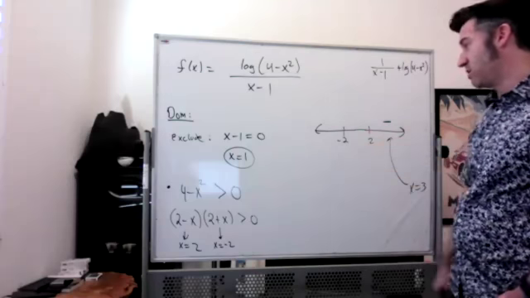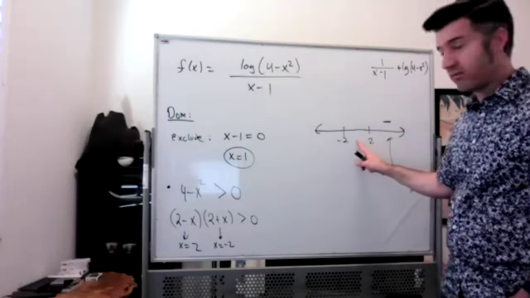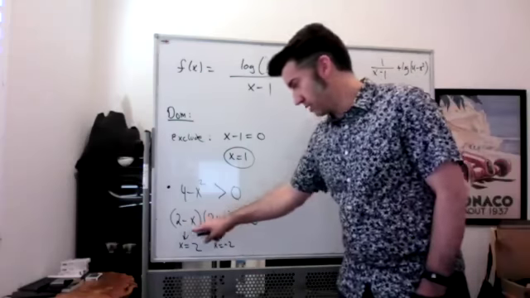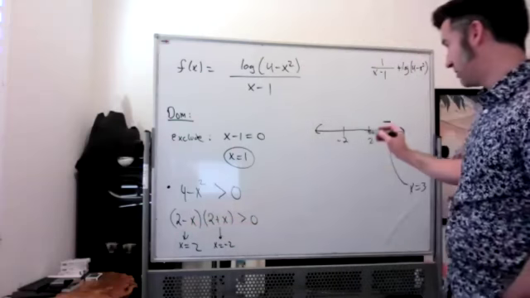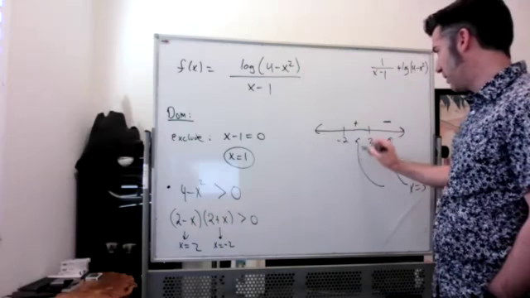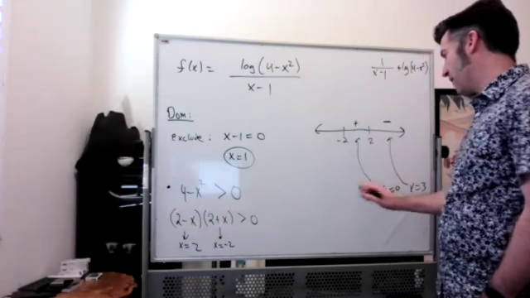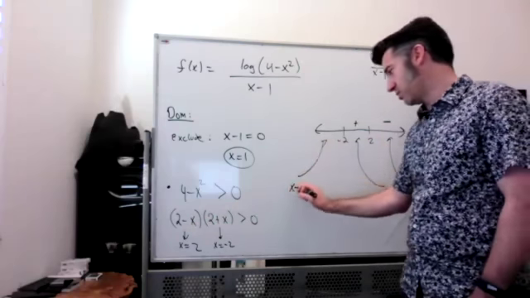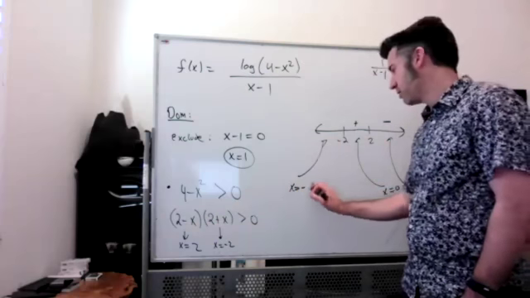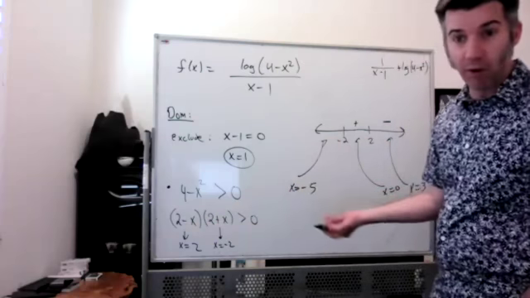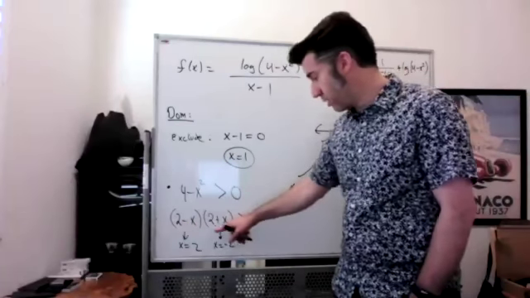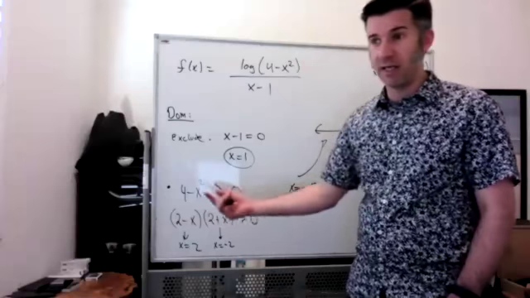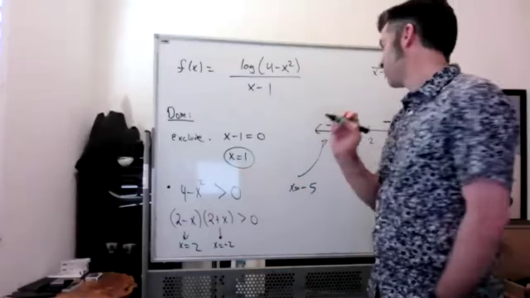And then we pick something between -2 and 2. I would pick 0. If I plug in 0, 2 minus 0 is 2, which is positive. 2 plus 0 is also positive. Positive times positive is positive. So right there I picked x equal to 0. And finally over here, I'm going to pick something like x equal to -5, or -3 if you want to be boring. 2 minus -5 is positive. 2 plus -5 is negative. A positive times a negative is negative.